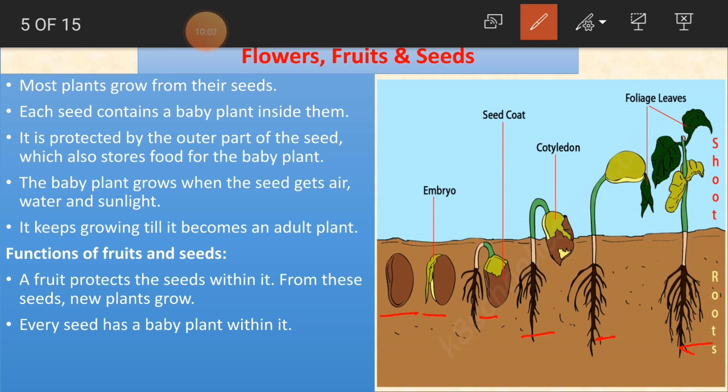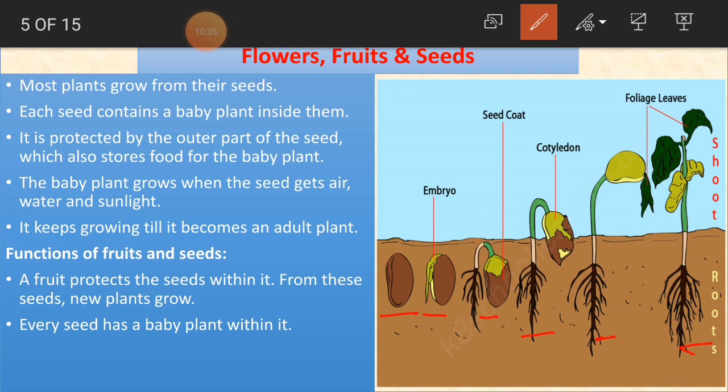No, same like that, even our plant is also growing in different sizes. Each seed contains a baby plant inside it. Yes, each seed. So when we sow a seed, in that seed we will have a small plant, that is a baby plant. Every seed contains a baby plant. It is protected by the outer part of the seed, which also stores food for the baby plant.